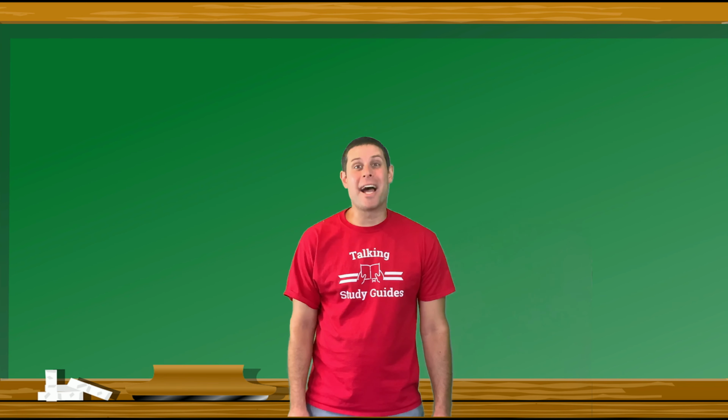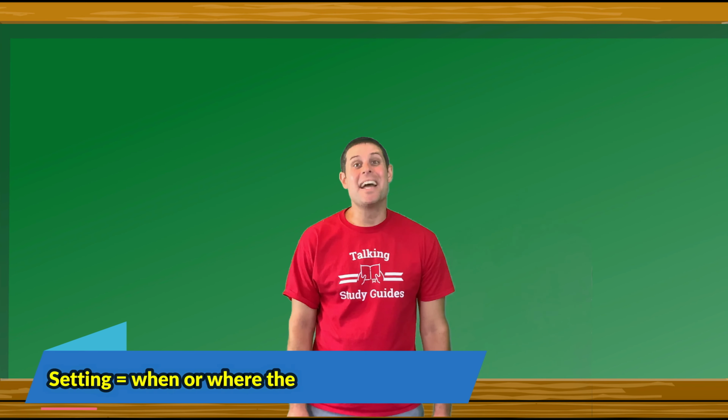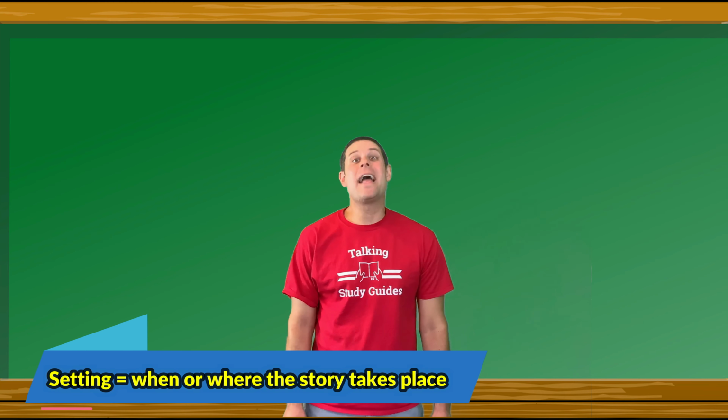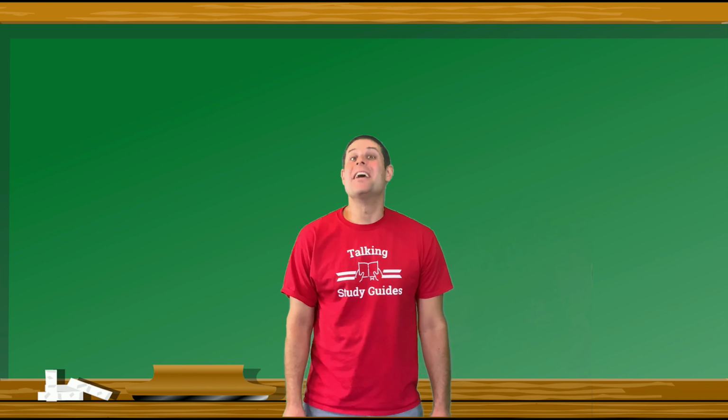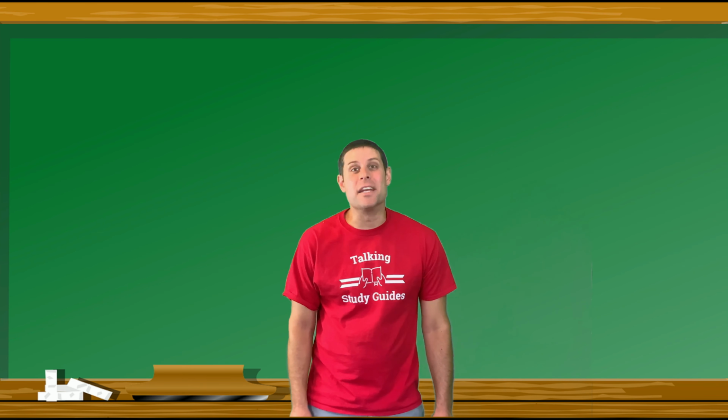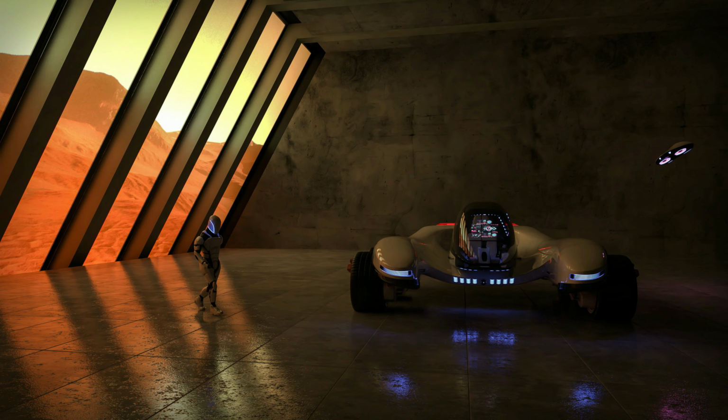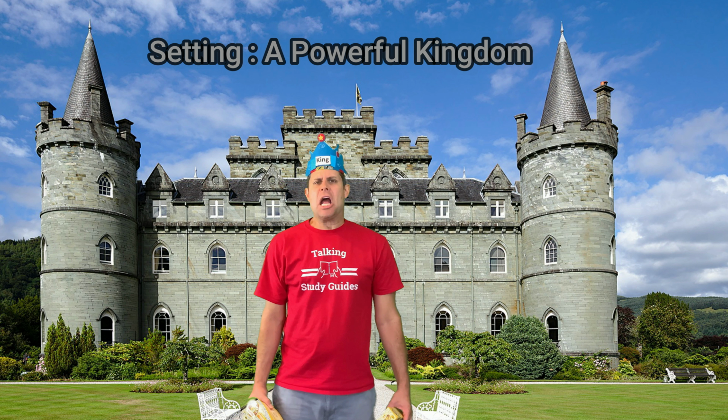One important story element is the setting. The setting is the time and location that the story takes place in. The time can be the past, the present, or even the future. The setting of a story can take place anywhere that the author wants to take us, such as a powerful kingdom.